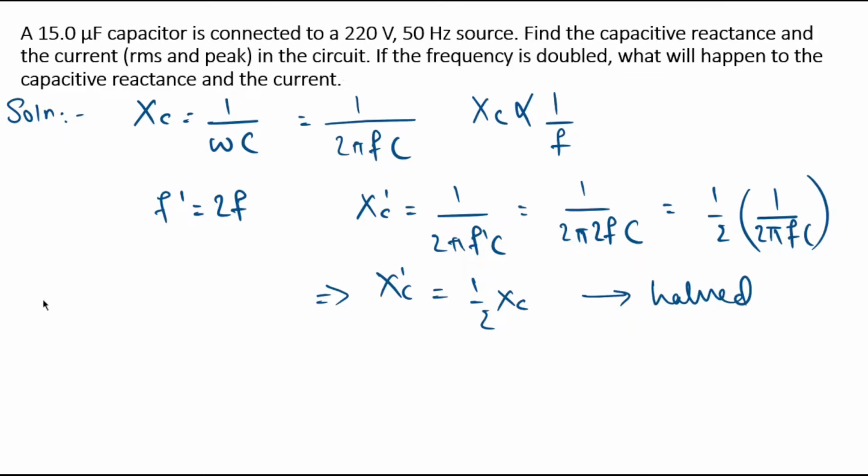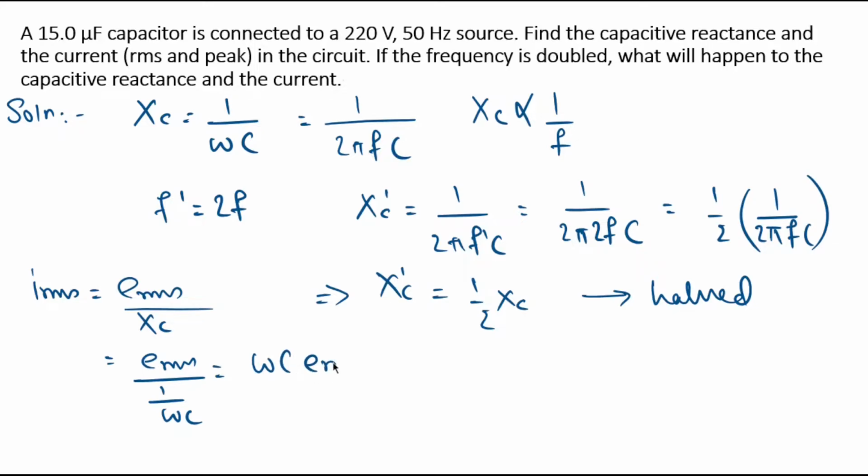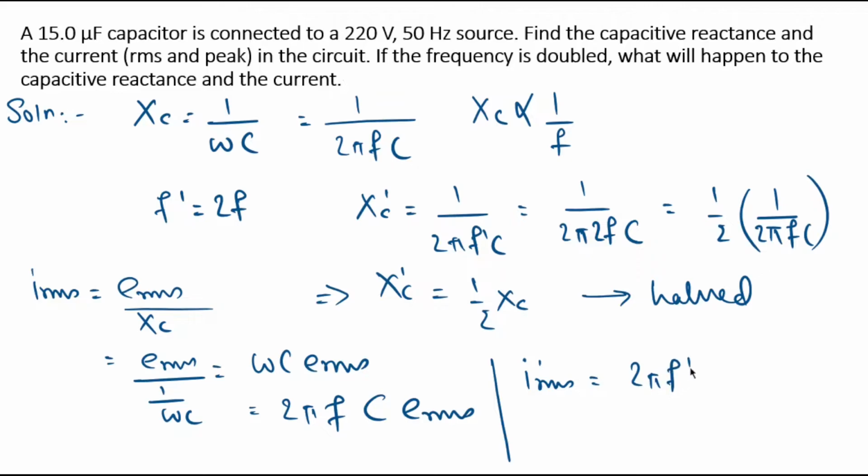Now talking about current, we know that IRMS is equal to ERMS upon Xc, which can be written as ERMS upon 1 upon omega c, which is equal to omega c into ERMS, correct? And omega can be written as 2 pi f, so 2 pi f c into ERMS. Now when frequency is doubled, same thing, which implies that our new current IRMS dash will be equal to 2 pi f dash c into ERMS. Now f dash, we know that it is 2f, so again this comes out to be twice the old current, which implies that when frequency is doubled, the current is also doubled.